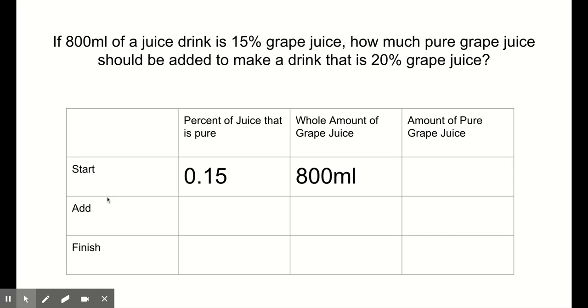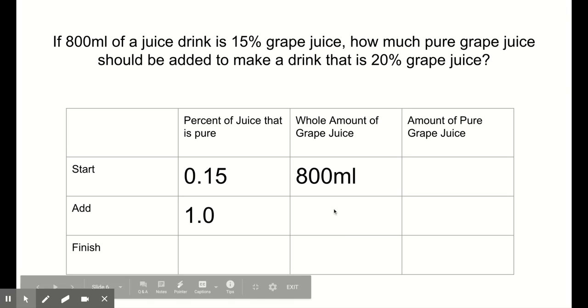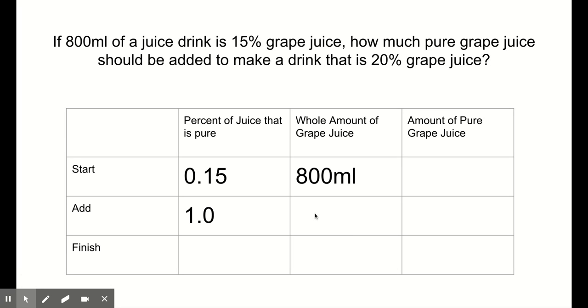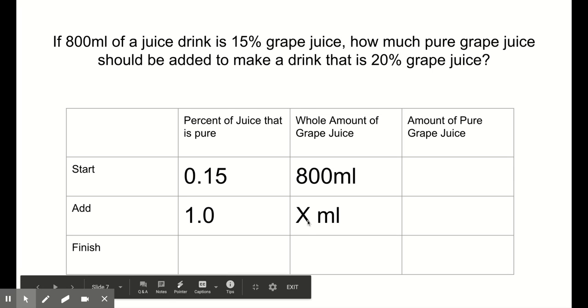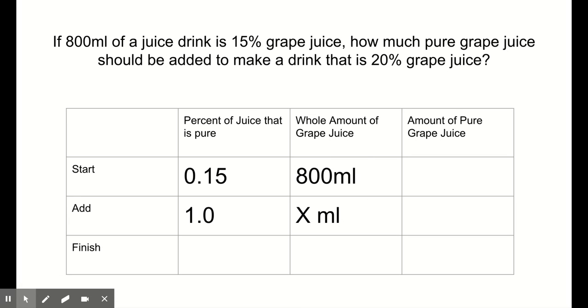Okay. Next part here. Then we're going to be adding in pure grape juice. Well, what percent of that? It's 100%. It's pure. How do we write that as a decimal? That's actually one whole thing of grape juice. Everything is. So we're going to put a 1 in there. All right. And how much do we add? That's what we want to know. And when we want to know something, we make that our variable. And we make sure that when we write this whole thing out, I'm not doing it on the slideshow here, but we should define our variable here. x is the amount of pure grape juice that we're adding in here.